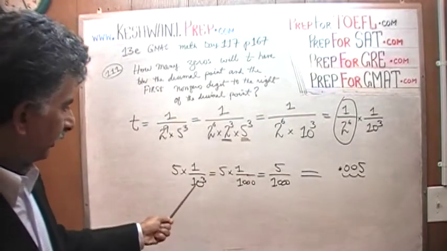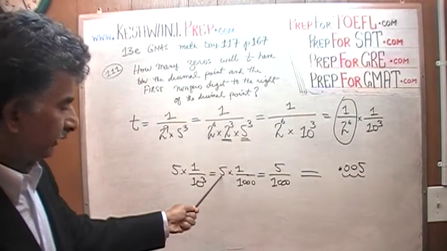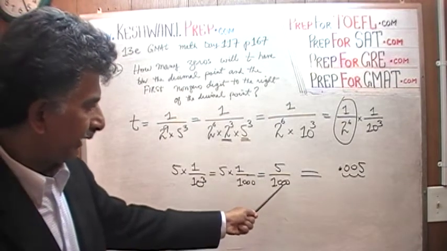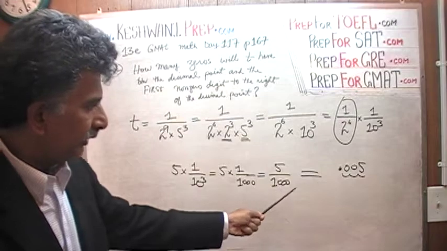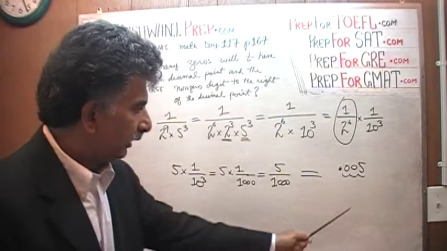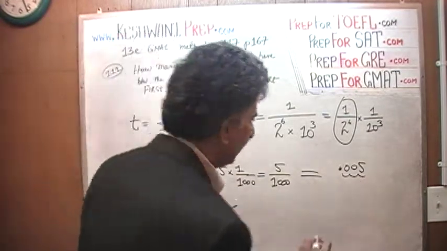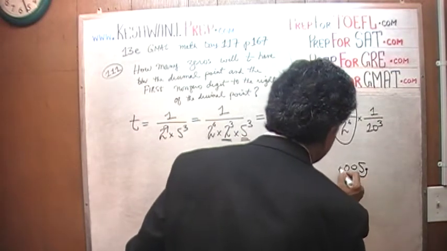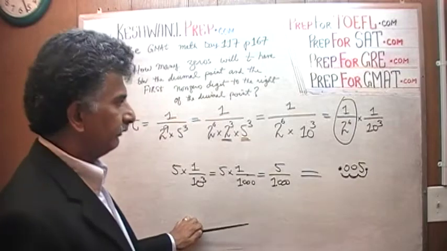Multiplying a number by 1 over 10 raised to 3 is the same as multiplying it by 1 over 1000, which is the same as dividing the number by 1000. And when you divide by 1000, all we have to do is take your decimal point and move it 3 places to the left. The decimal point used to be here. We moved it: 1, 2, 3, ends up here. And that's all it is. That's all we're going to do here.